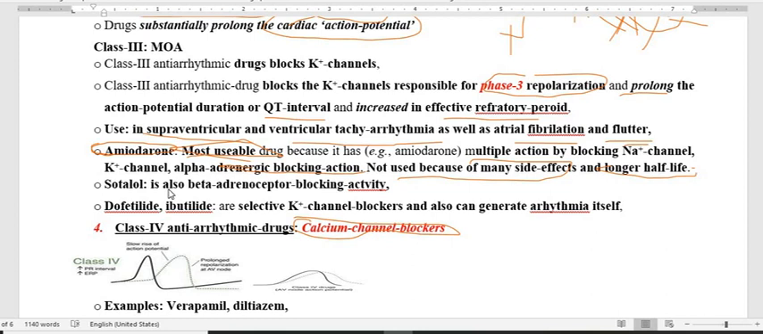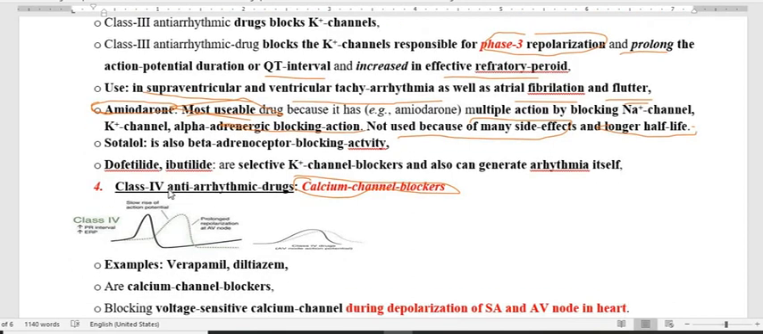Regarding dofetilide and ibutilide, we already discussed that they are more selective towards the potassium channel, but they can also generate arrhythmia themselves. So this is very, very important.